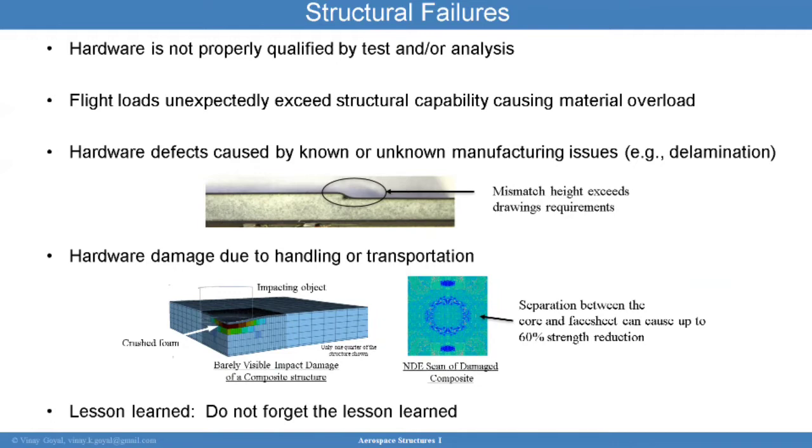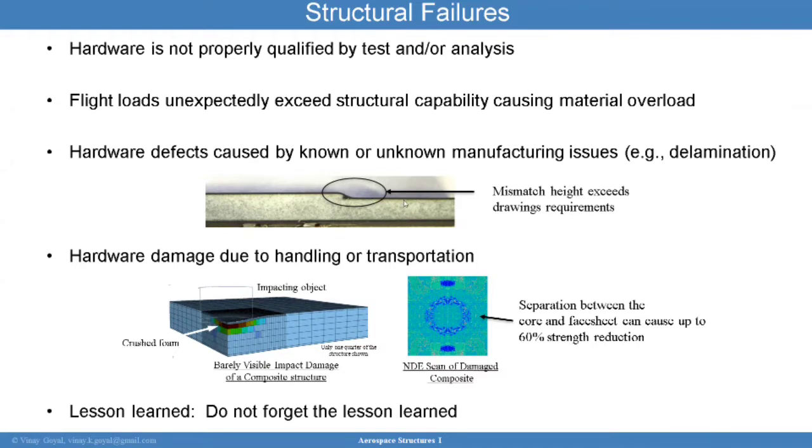Hardware defects could also be caused by known or unknown manufacturing issues. Manufacturing issues could entail delamination. I'll be covering that. For example, in this scenario, you have a composite sandwich structure that has core that's uneven. And that core is going to cause a mismatch height in the composite outer mold line. Visually, you will see that as a dent in the composite.